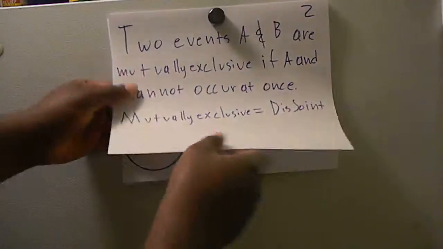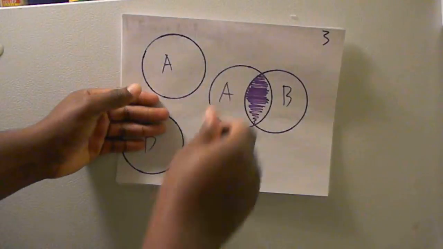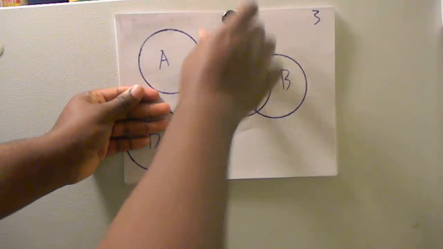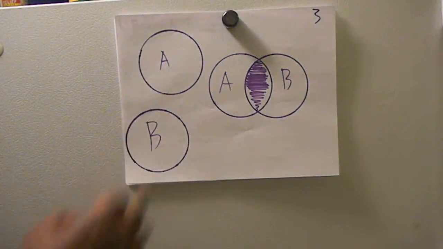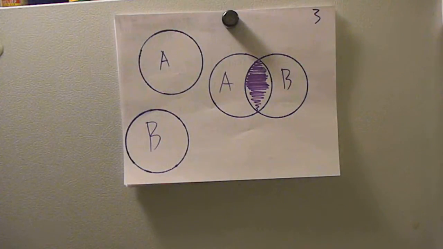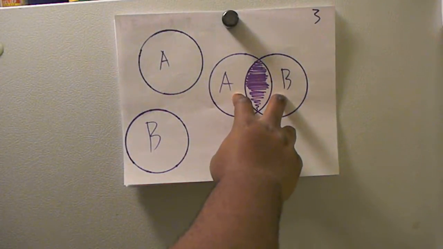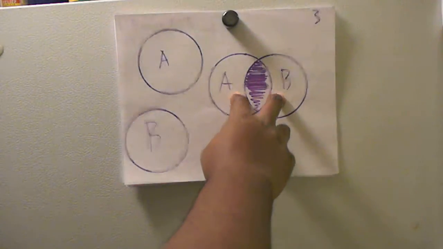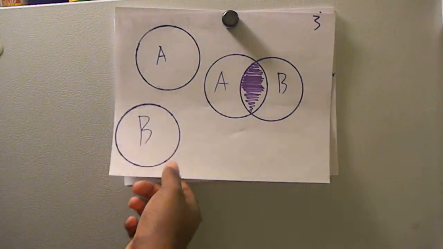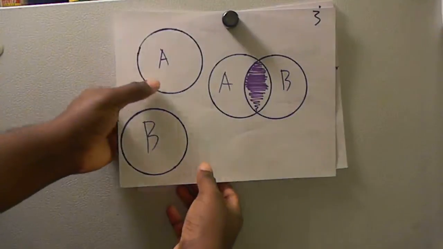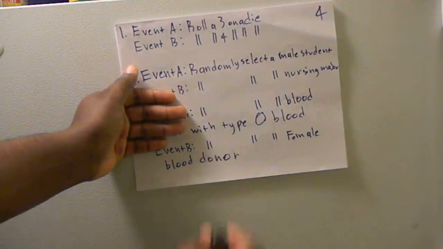Now that you have some understanding, you can see them in the Venn diagram form. For the first example, A and B are disjoint or mutually exclusive. There's no connection between them. For the second example, A and B are conjoint. They're together and there's an intersection between them. These events are not mutually exclusive. They have something in common.